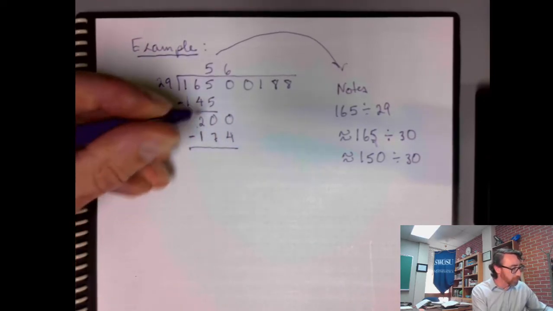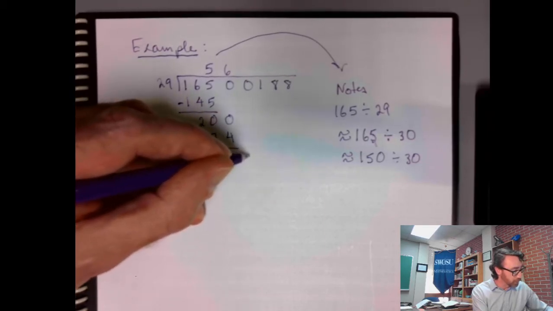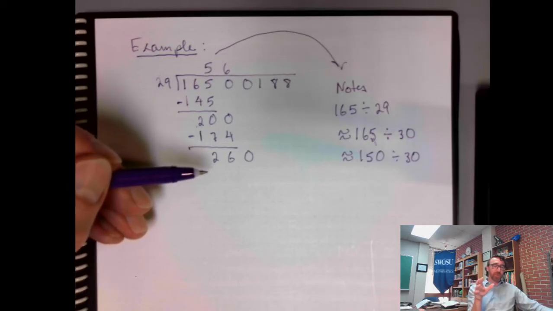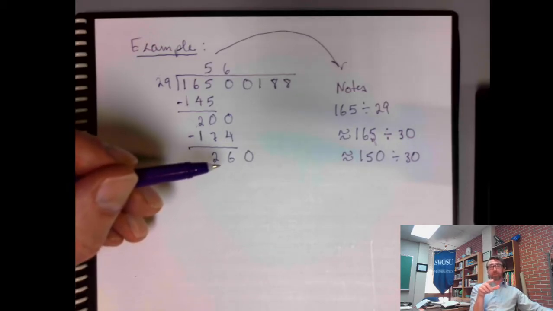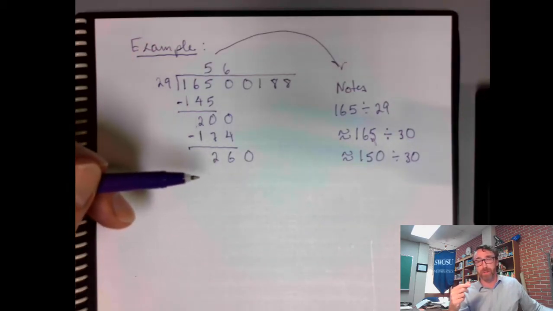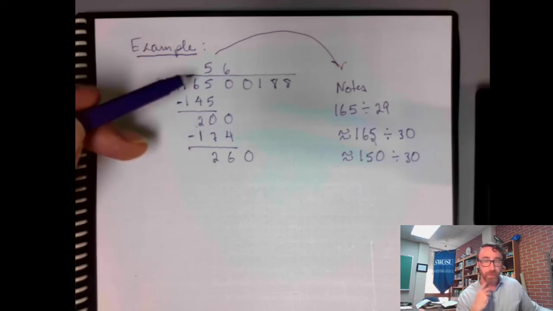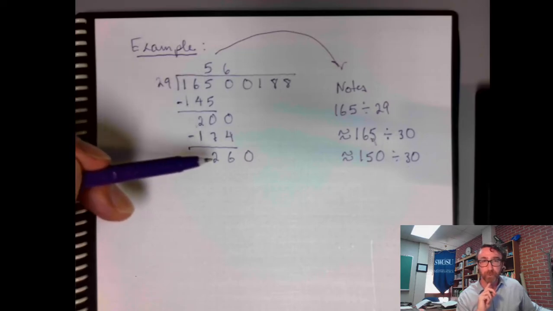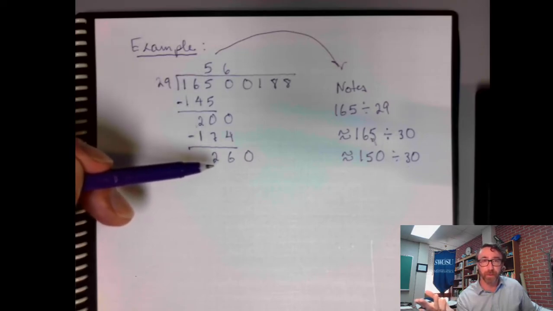Okay, we do this subtraction. I get 26,260. Once again, keep focusing on that 30, because multiples of 30 are much easier to find. We're going to use those to figure out what we put up here. Okay, so using multiples of 30, how close can I get to 260?